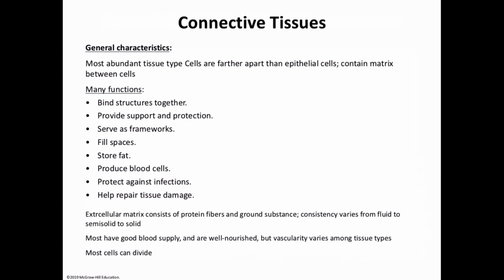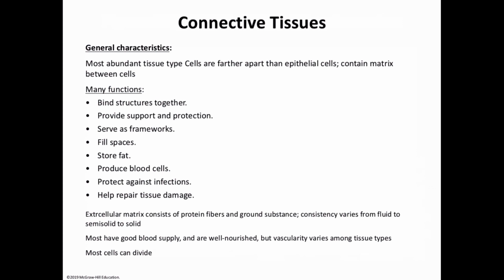So the connective tissues, think of it as having relatively few cells. Almost every organ in the body is supported by connective tissue. It consists of cells within a thread-like matrix.